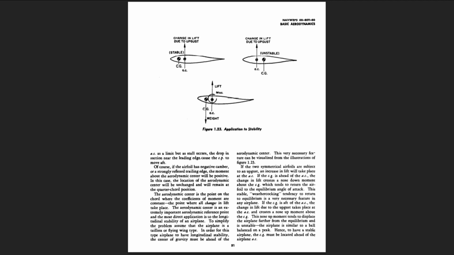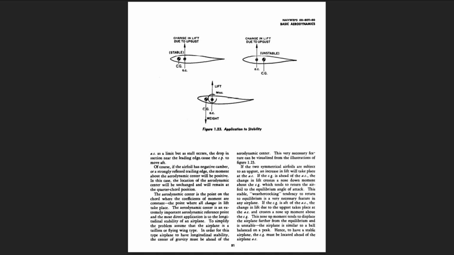If the two symmetrical airfoils are subject to an upgust, an increase in lift will take place at the AC. If the CG is ahead of the AC, the change in lift creates a nose-down moment about the CG which tends to return the airfoil to the equilibrium angle of attack. This stable, weathercocking tendency to return to equilibrium is a very necessary feature in any airplane. If the CG is aft of the AC, the change in lift due to the upgust takes place at the AC and creates a nose-up moment about the AC.